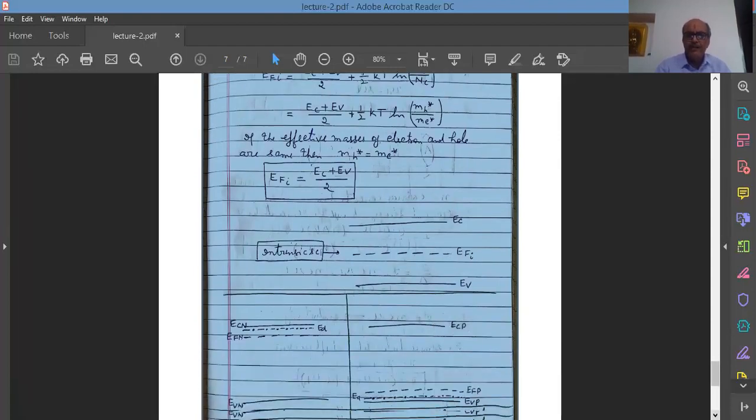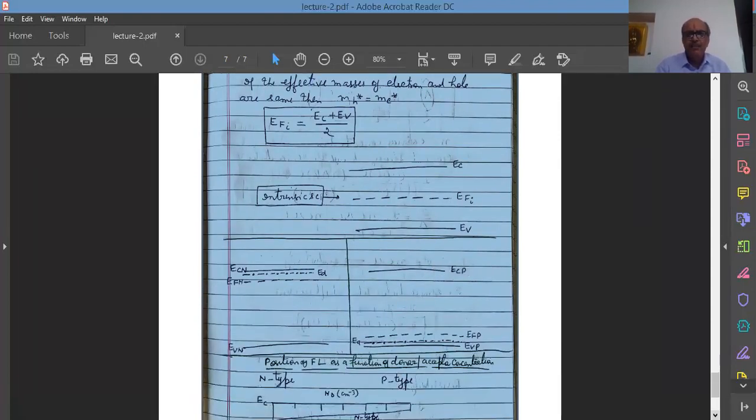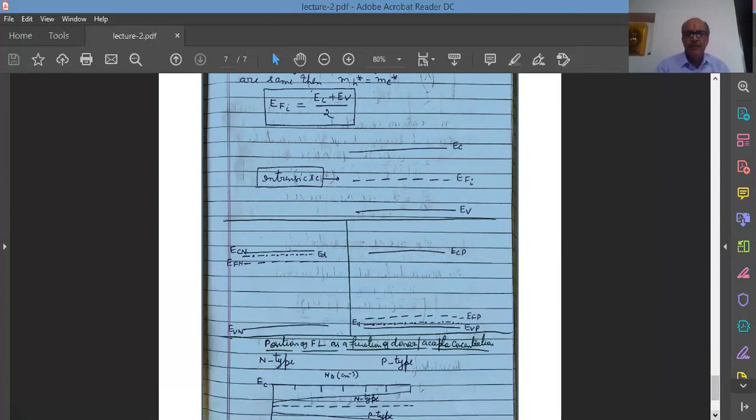It's a very important result, and almost every year it's part of your examination. So in an intrinsic semiconductor, the Fermi level lies midway of the forbidden band. That means between the bottom of the conduction band and the top of the valency band.